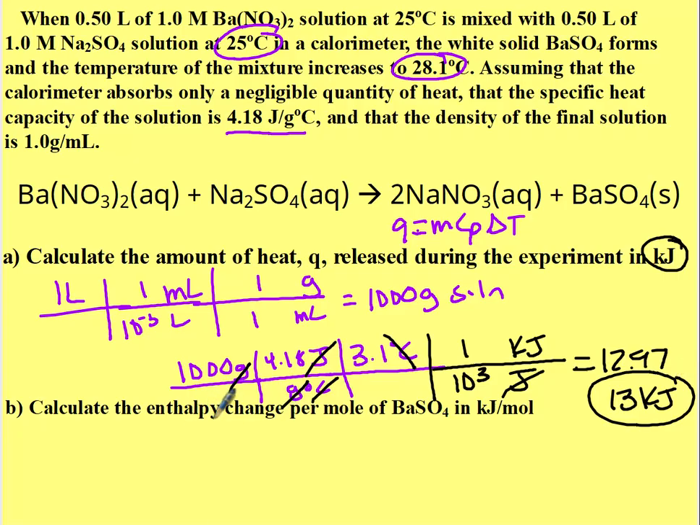So then it says, well, what's the enthalpy change? So enthalpy has to have a sign of barium sulfate. We have 0.5 liters and 1 molarity. So molarity is equal to moles per liter. So I've got 1 molarity is equal to 0.5 liters. So that gives me 0.5 moles of this one. And I have the exact same of the other one.